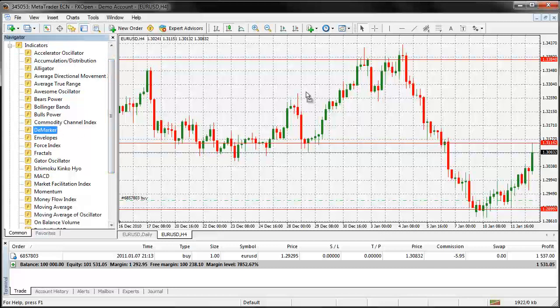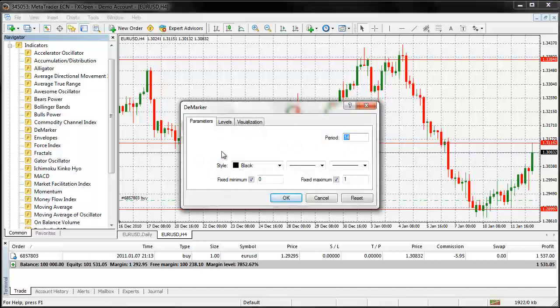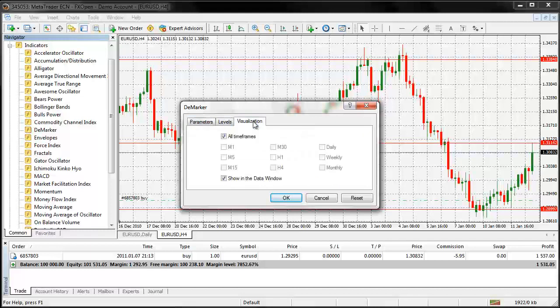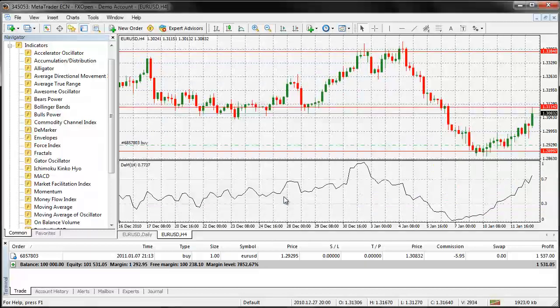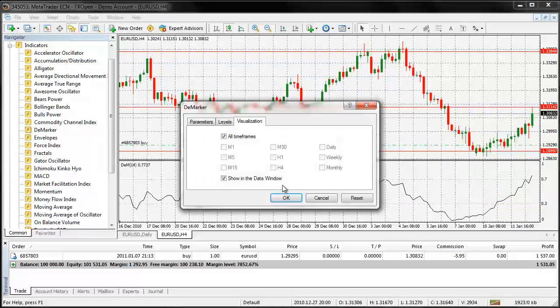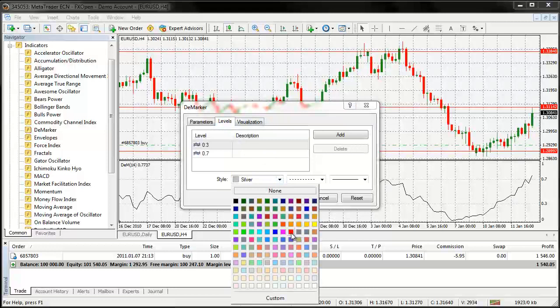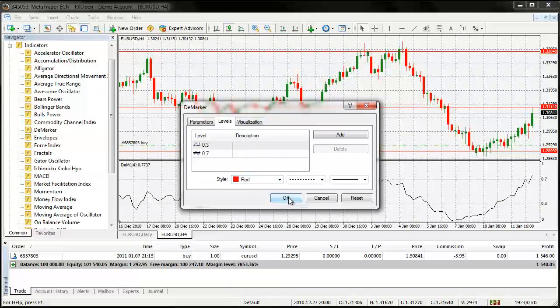Let's go over to our trading station and mark out the DeMarker right here. Left click, drag and drop. Set your style to black, leave your levels as they are, visualization OK, and then click on OK. Now you can just barely see these lines, so I'm going to change these lines over to a different color so those of us who might be colorblind can see them a little bit clearer.